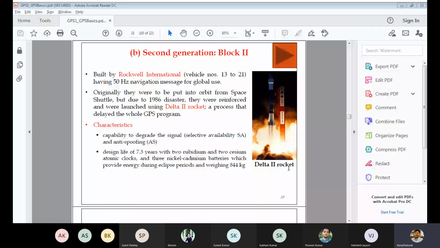So the idea is to tweak the satellite clock so that no civilian could get better accuracy than 100 meter. This is selective availability. If anybody asks you in a viva or any interview what selective availability is, you simply say: intentional tweaking of the satellite clock information, so that the user could not get better than 100 meter accuracy in position. That's it. Okay. Anti-spoofing is the so-called encryption of the very precise P code.